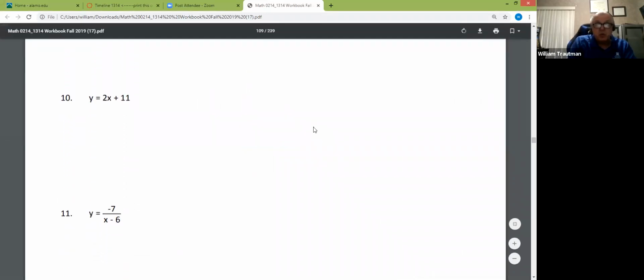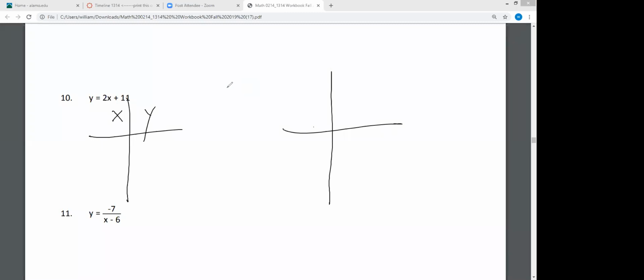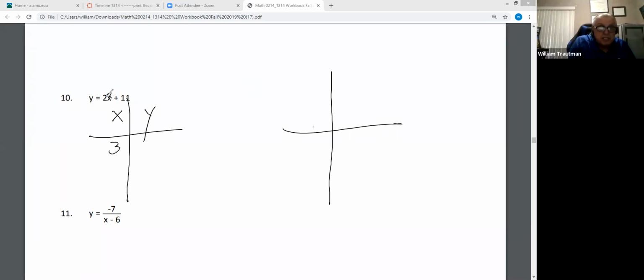Okay, this is a linear equation. Let's graph this really quick. Somebody yell out an x value, any x value. Just yell out a number. 3. If I plug a 3 into this for the x, 2 times 3 is 6. 6 plus 11 is 17. That's a coordinate, (3, 17). Do you see there's a dot at (3, 17)?